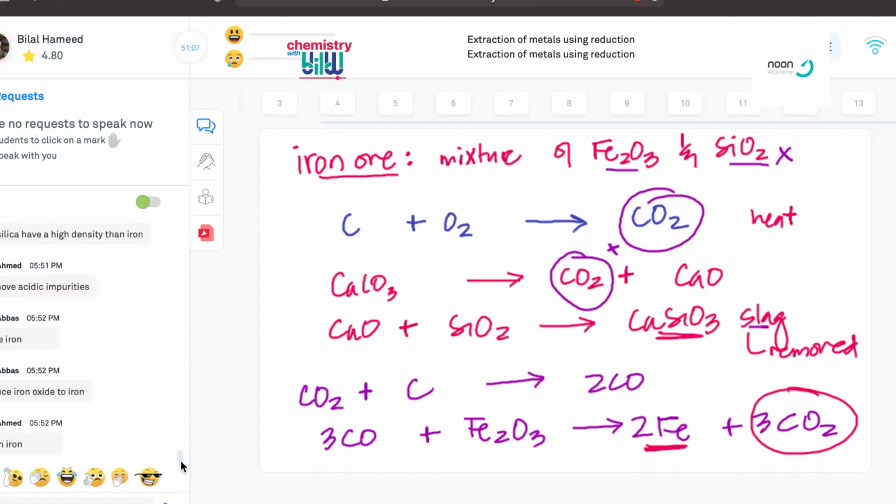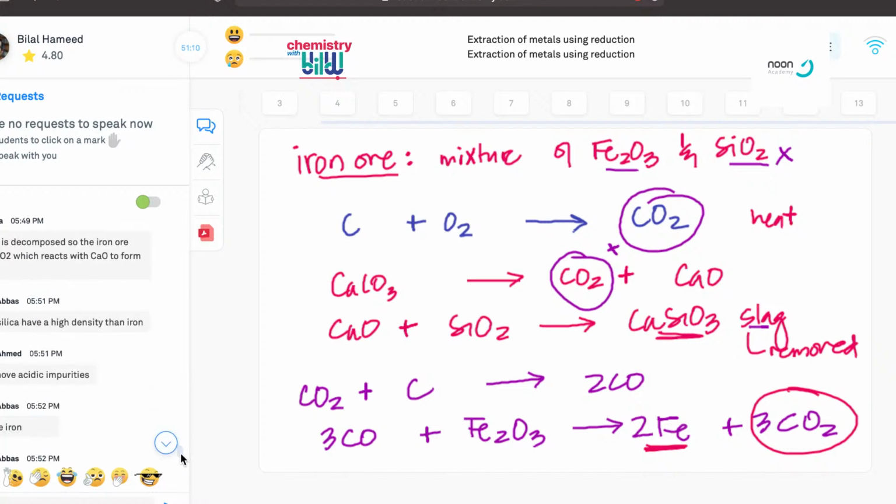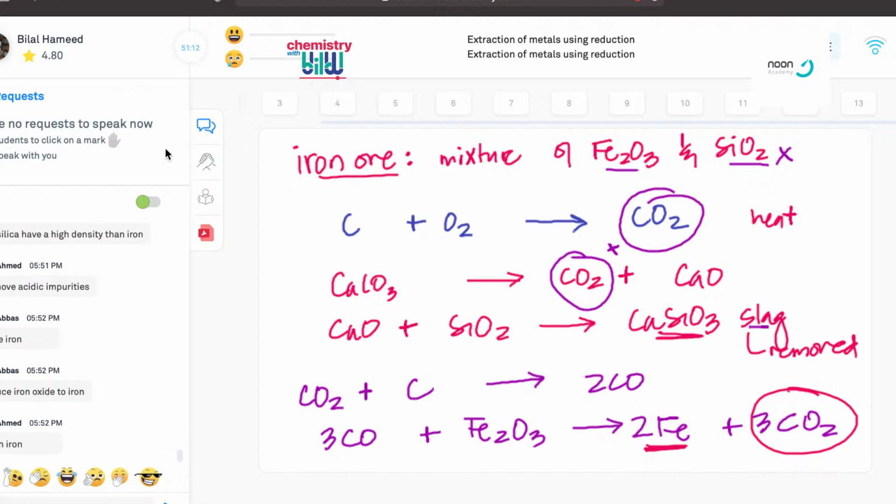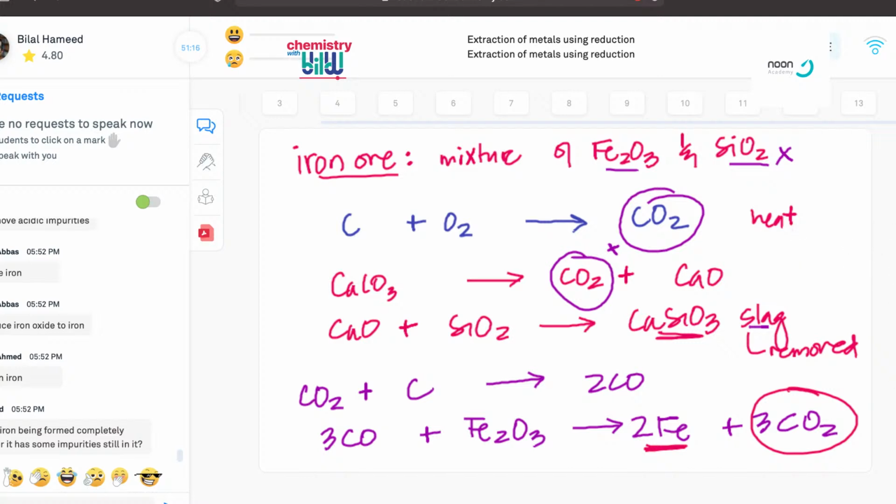Yeah. So carbon, in the end, the story is that carbon became carbon monoxide, which then was converted to carbon dioxide, and the carbon monoxide came back to carbon dioxide. That's the journey of carbon. The calcium carbonate was only there to remove impurities. All right. In this case, these two will be liquid.